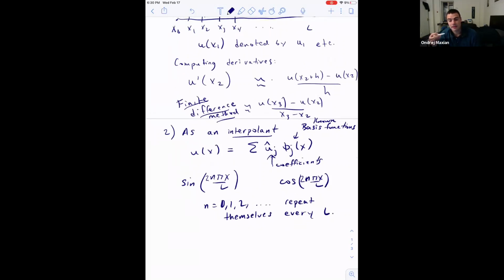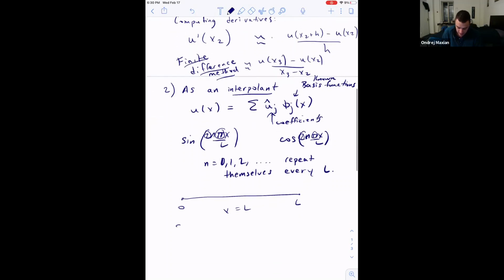Because cosine and sine repeat themselves every 2 pi, that means that if I look at a domain from 0 to L, at x equals 0 I'll have sine of 2 n pi times 0 over L, which is sine of 0. And at x equals L I'll have sine of 2 n pi times L over L, which is sine of 2 n pi. And the sine of 2 pi times n is equal to sine of 0. So these are the same.